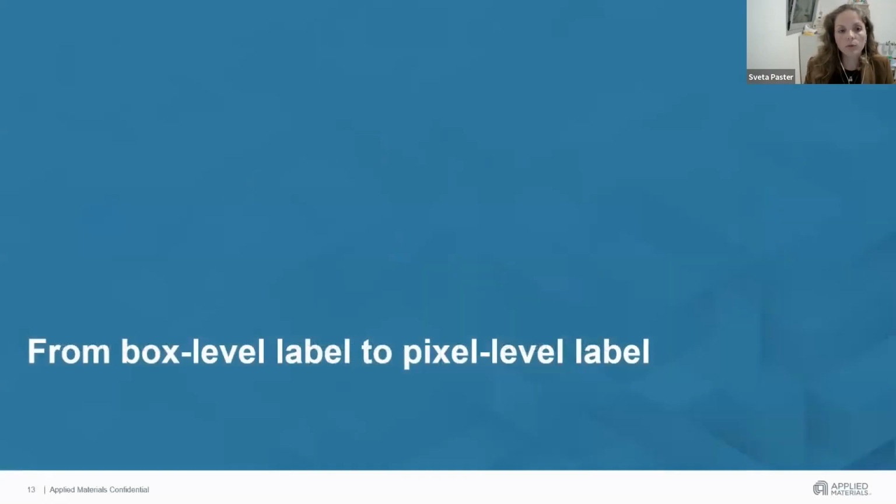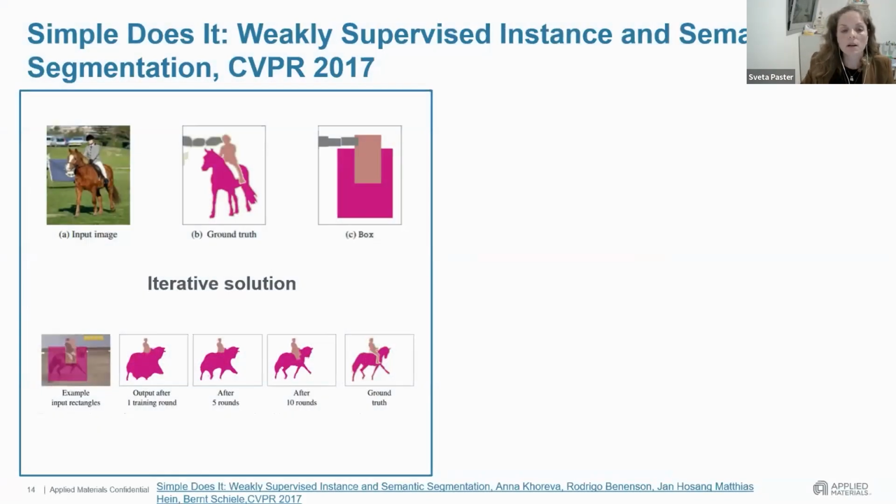And I want to talk about this paper from CVPR 2017, which talks about a solution where, during the training of the segmentation map, they don't need to change any training procedure.